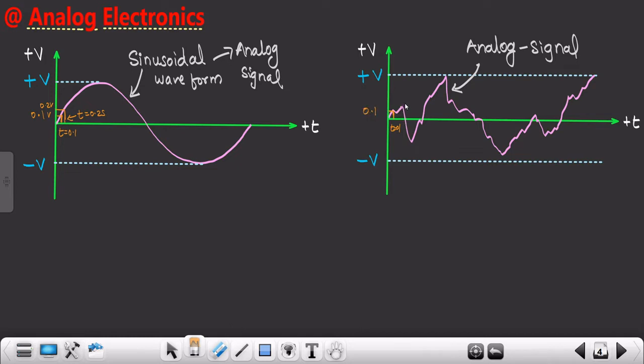At t equals 0.2 seconds, maybe it is 0.2 volts. At t equals 0.3 seconds, as you can see, it is decaying, something like this. But if you could see very clearly, let's suppose it is minus 3 volts, example I'm taking. But if you could see very clearly, over here this particular waveform is continuous in nature. And over here as well, this particular waveform is continuous in nature.